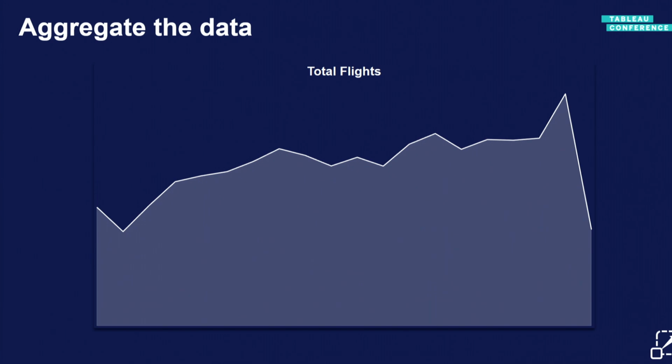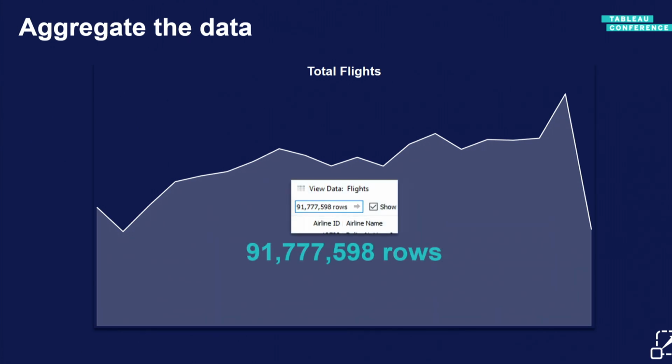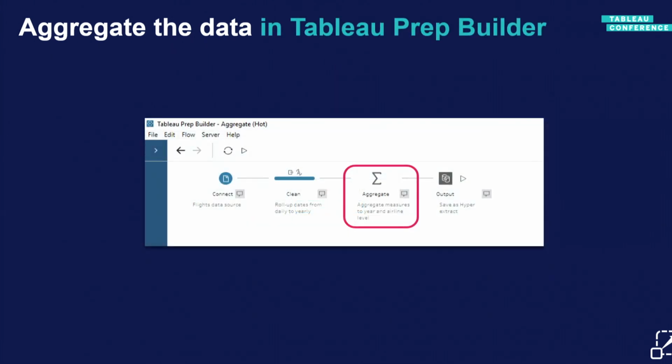And just to walk through that concept in an example, this simple line chart, pretty simple, but don't let it fool you. It's actually being supported by almost 92 million rows, which is sort of unnecessary. So definite potential to aggregate that up to a more sensible data set. Now you can use Tableau Prep Builder to do that, certainly.